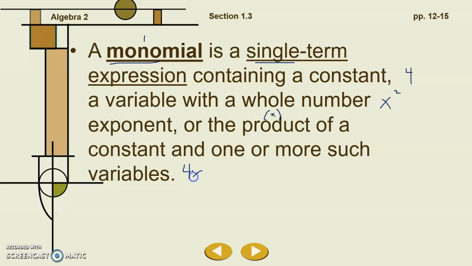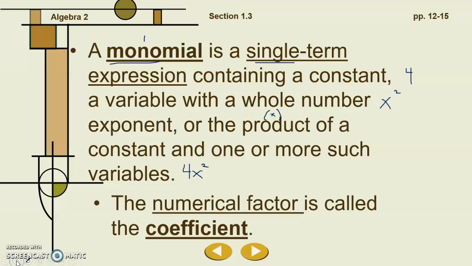So, the product of a constant and one or more such variables. This is also a term. And those are all examples of monomials. The numerical factor in this type of monomial is called the coefficient.